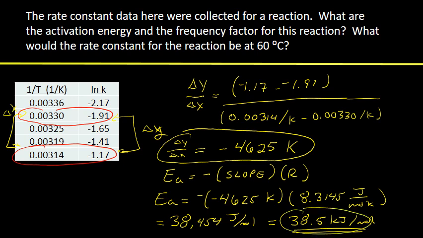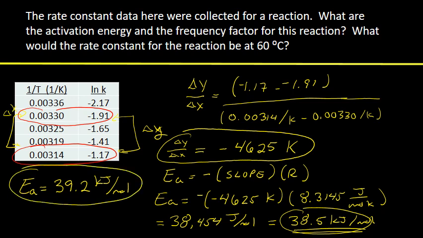I'll just tell you that I generated this data set with the calculation for which the actual activation energy is 39.2 kilojoules per mole. So we'll go ahead and use that value for our subsequent calculations. But you could have used this one or the one you got on the last page. I'm just trying to decrease our rounding error and keep everything as consistent as possible.